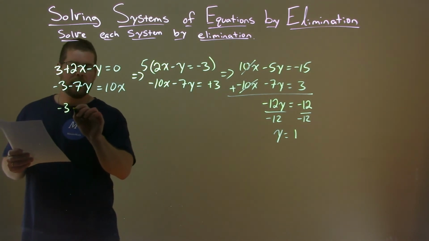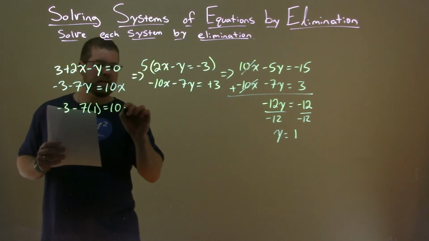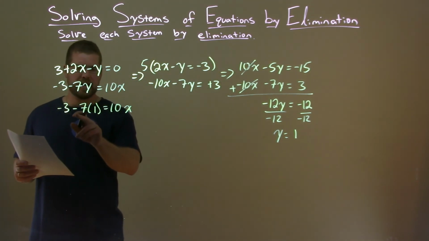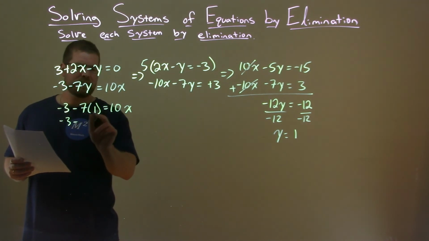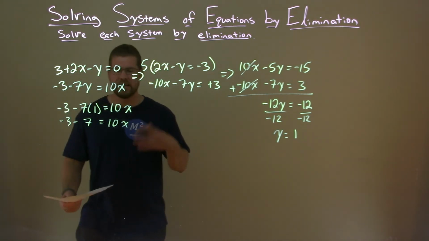So minus 3 minus 7. Instead of y, I'm putting a 1 in. Equals 10x. So now I'm solving for x again. Well, so not too bad actually. Minus 3 minus 7 times 1 is just 7. We have 10x here. Minus 3 minus 7, negative 10.